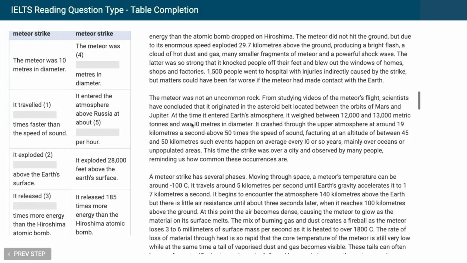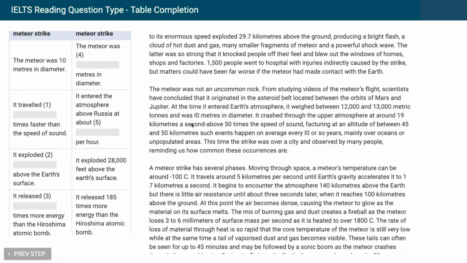I also see some temperature, but already I see here the speed of sound, which is what we have in the table here. So I'm going to read a little bit here and find how many times faster it traveled. So it says it crashed through the upper atmosphere at around 19 kilometers a second, above 50 times the speed of sound. So again, we see 19 and we see 50.